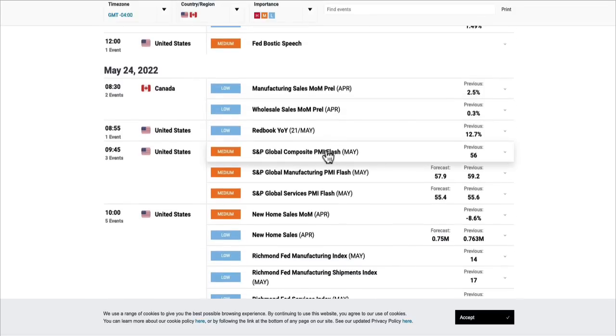On the 24th out of the US, you have PMI, manufacturing PMI, services PMI. This will give us some read on whether the economy is expanding or contracting. This is a diffusion index, so anything over 50 is good. If it comes in lower than the forecast 57.9, then we're still expanding, but at a slower rate than expectations. So we'd like to see both of these increase.